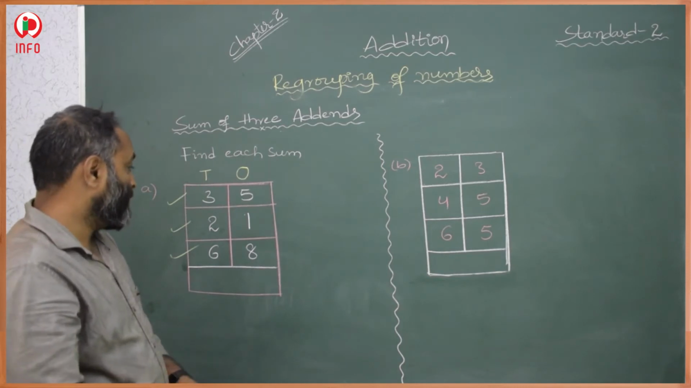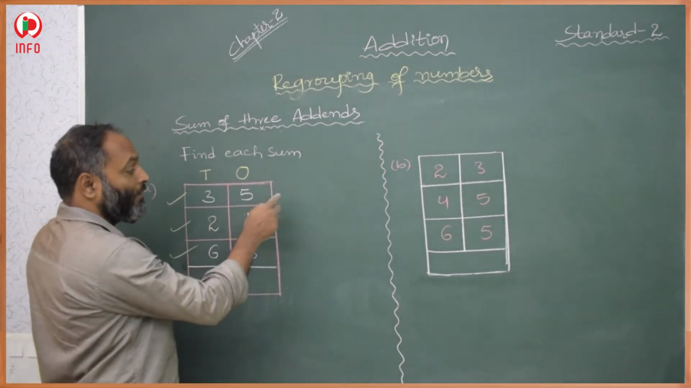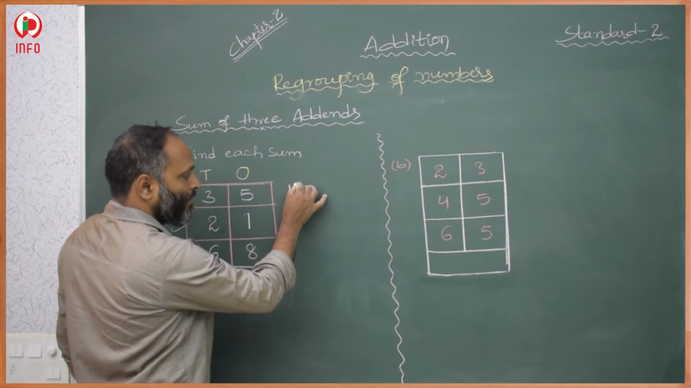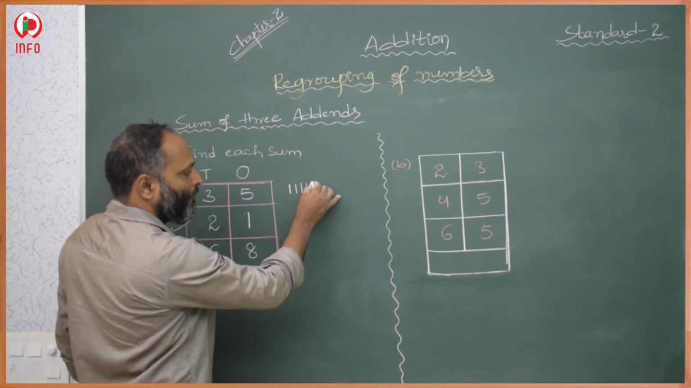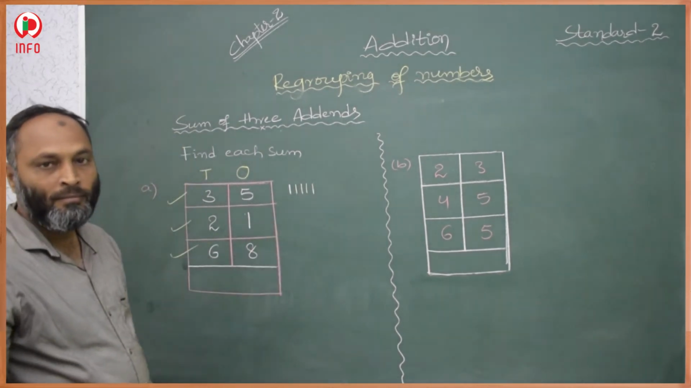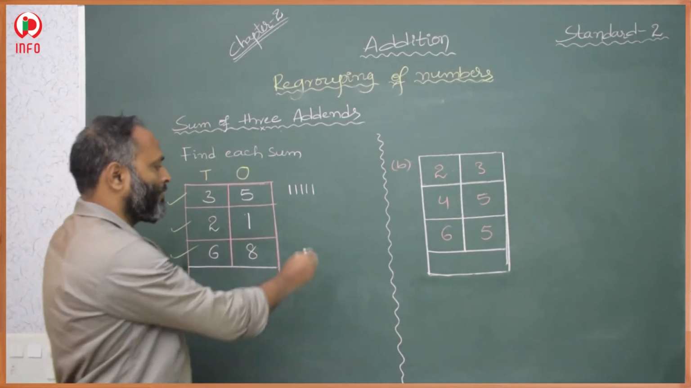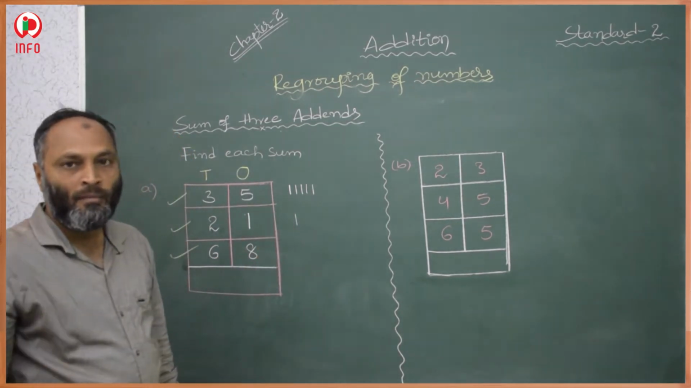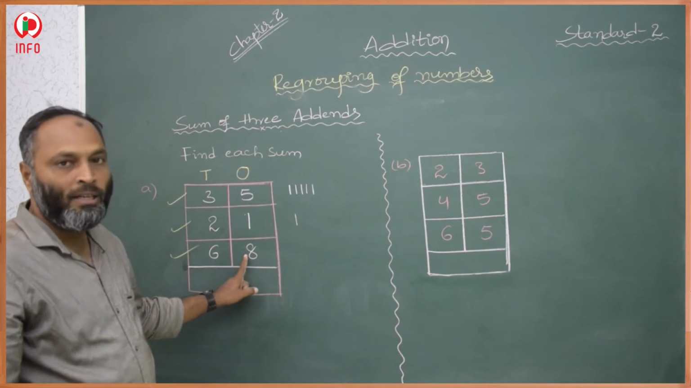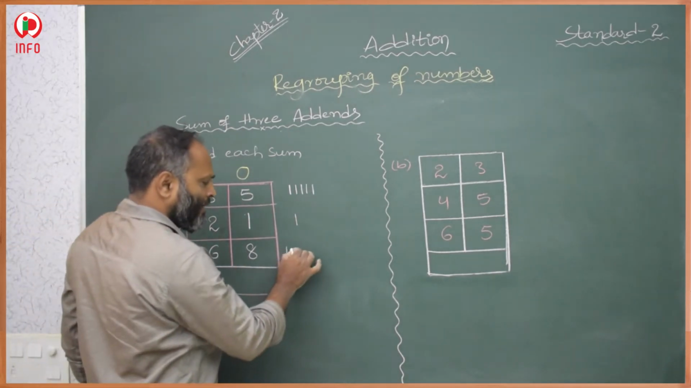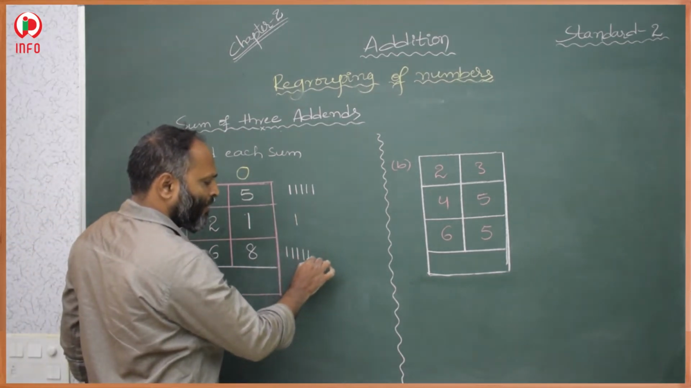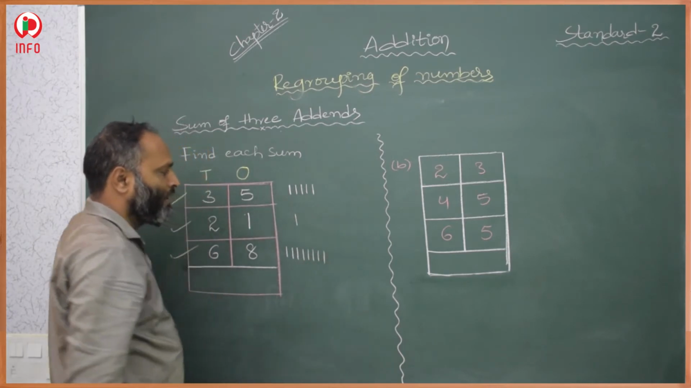Then here it is 5, so draw 5 lines first: 1, 2, 3, 4, 5 lines. Then here it is 1, so draw 1 line. After that 8 is there, so draw 8 lines: 1, 2, 3, 4, 5, 6, 7, 8.